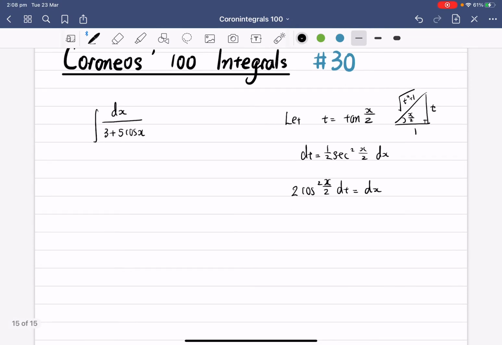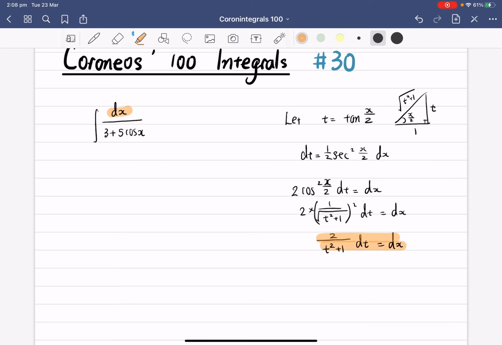All right, so once we finish that, we need to actually use the triangle we had previously. Cosine x on 2 is adjacent over hypotenuse, which means that's just equal to 1 over the square root of t squared plus 1. When we square it, we get dt equals dx. So at the end, we get 2 over t squared plus 1 dt is equal to dx. All right, so that's what dx equals. I'm just going to highlight this part, and that's what we need to substitute back inside.